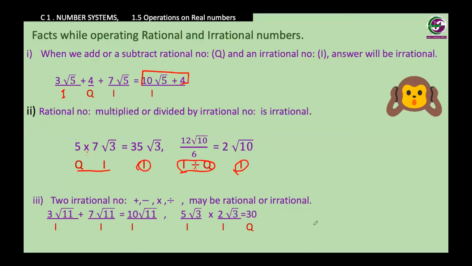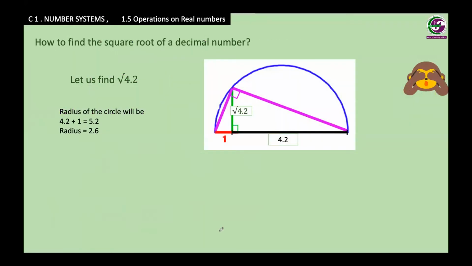When you multiply between these two, 5 times 2 is 10 and root 3 times root 3 is 3. You know that any root number multiplied by the same root will give you a whole number, which is 3 here. So 3, and you already have 5 times 2 is 10. 10 times 3 is 30. Is that okay?